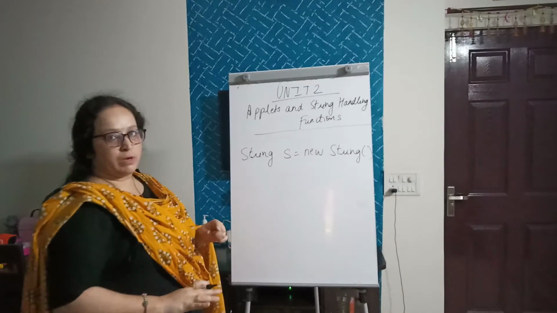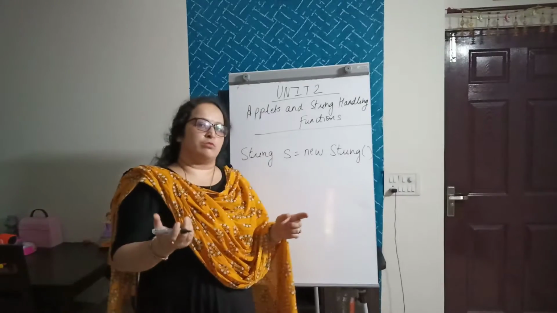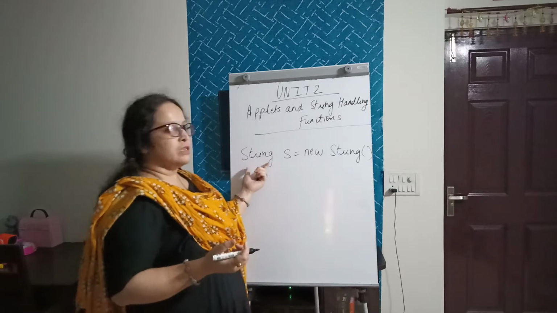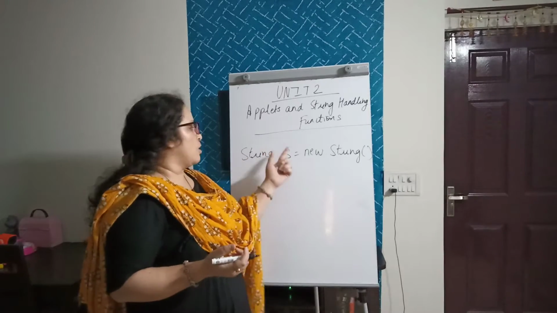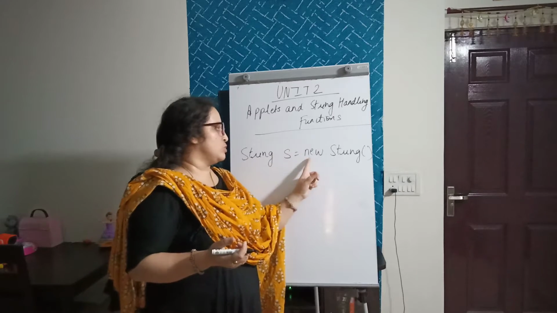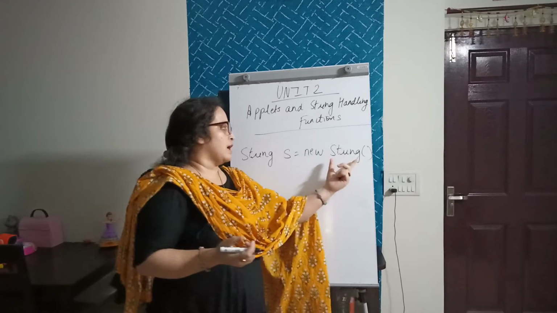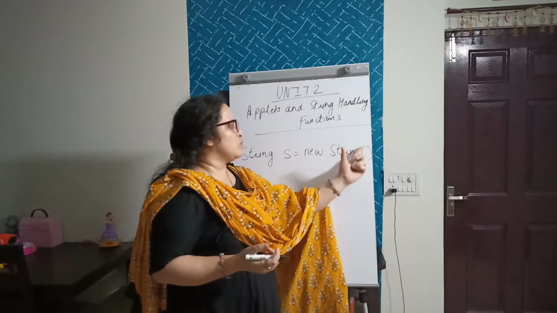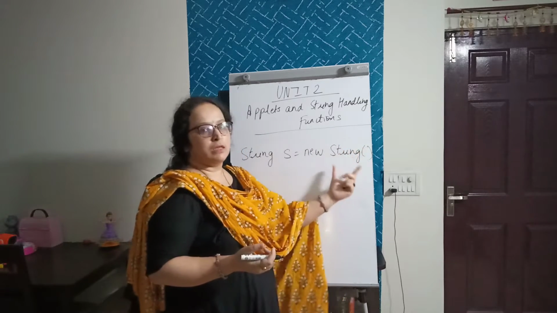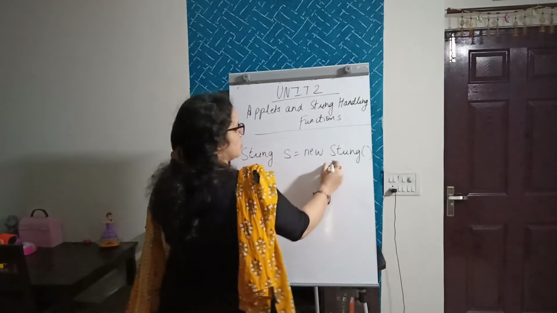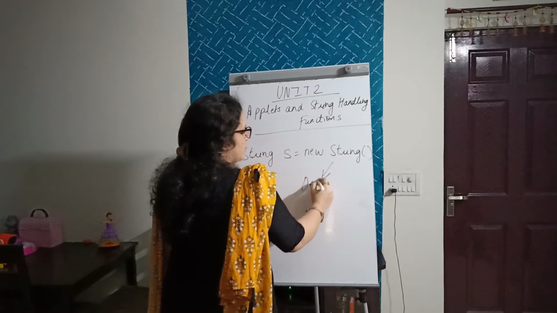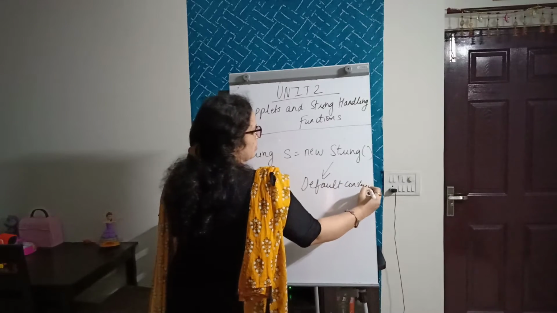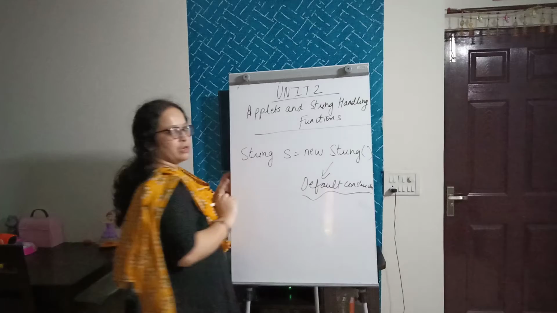This is what I told you in my last class also, that if you want to create an object of any particular class, how do you do it? You write the name of the class. Name of the class over here is string. Object name we have taken as s is equal to new. New is the operator, and the class name followed by parenthesis. Now why do we use this parenthesis? This parenthesis means that we are calling the default constructor.